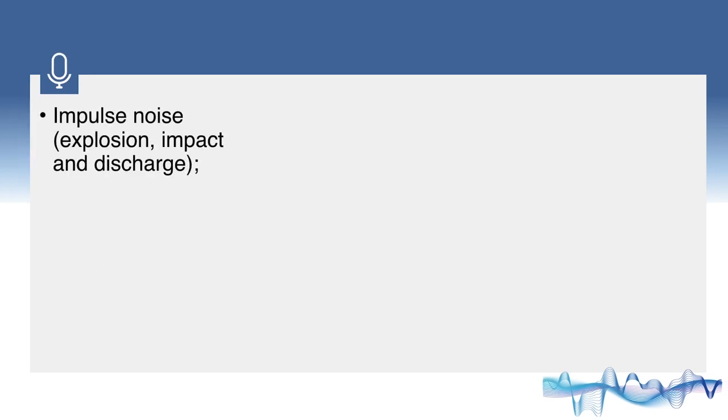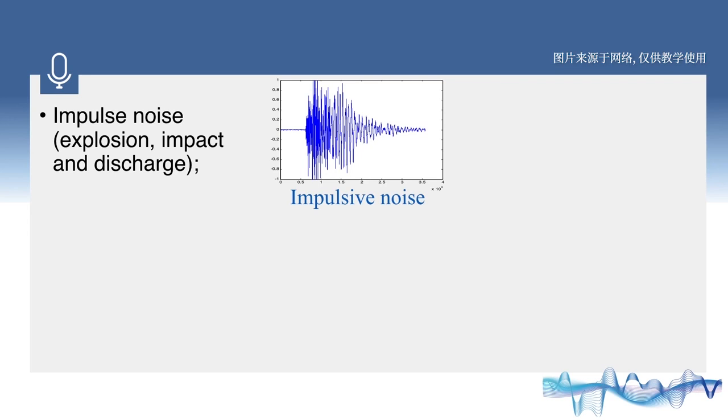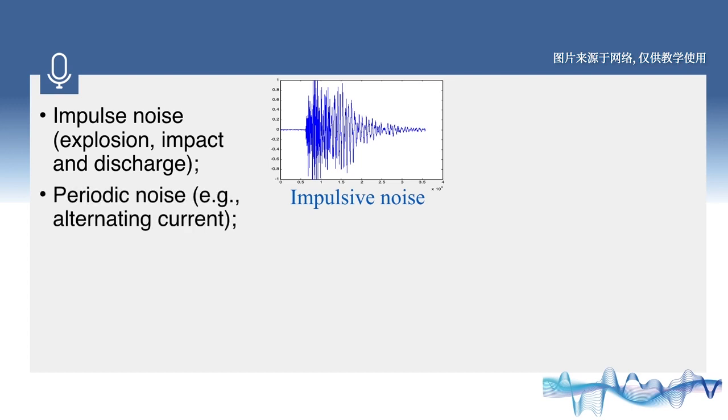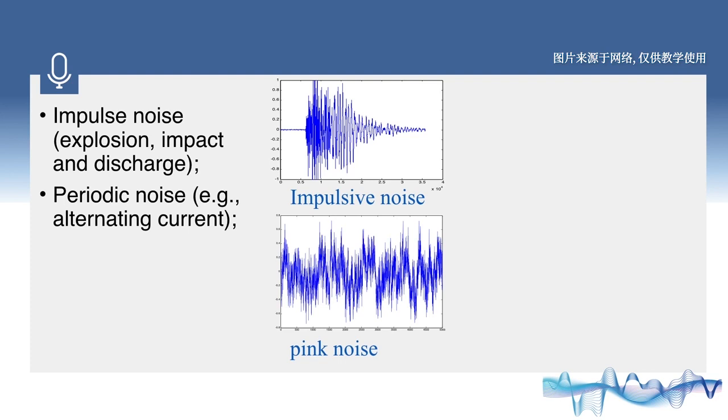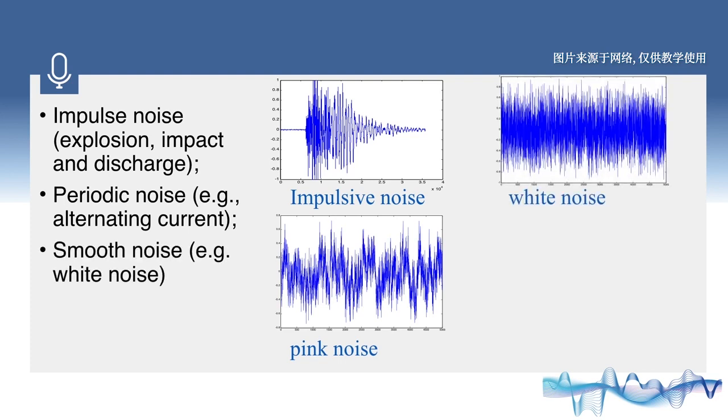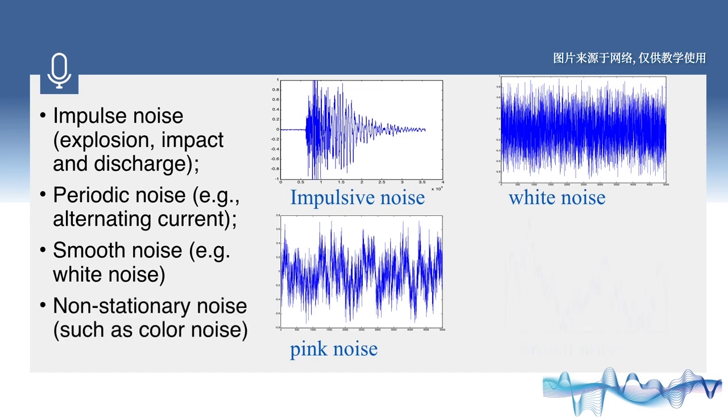Here are some examples of additive noise. Impulse noise, like explosion, impact and discharge. Periodic noise, for example, alternating current. Smooth noise, for example, white noise. Non-stationary noise, such as color noise.